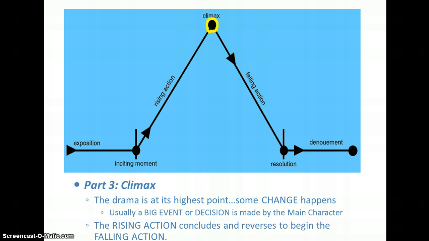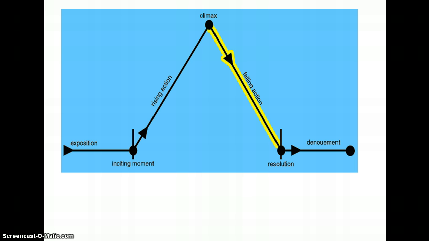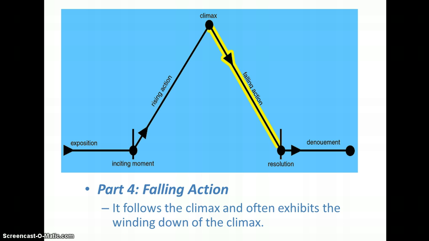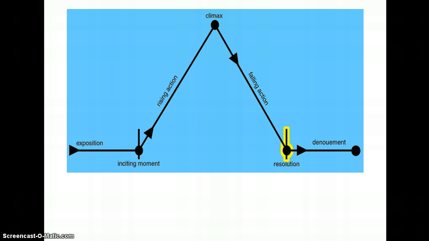The climax in a nonfiction is not always as dramatic as it would be in a fictional novel, so you have to kind of be on the lookout for a climax in a nonfiction piece. The last part of the mountain here is the falling action, or not last part, what comes after the climax. The falling action is what follows the climax and often exhibits the winding down of the climax. This is where if a character has made a decision, he or she has to live with the consequences and kind of live out as the dice roll, as they say.